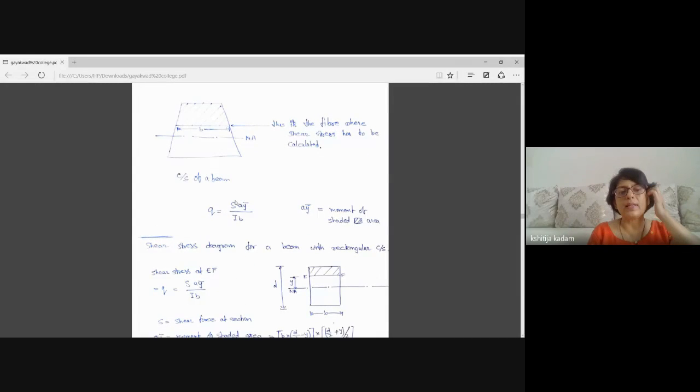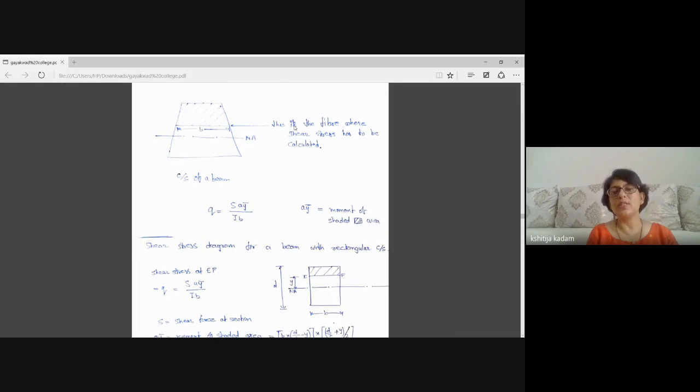Now let us understand the formula properly. The formula is Q is equal to S A Y bar upon I B. S we have understood that it is shear force on the section. I is the moment of inertia of entire cross section. What is b? What is A Y bar? Let us understand using this sketch. Let us say this is some cross section of beam and it has a neutral axis which is shown by a dashed dot line.